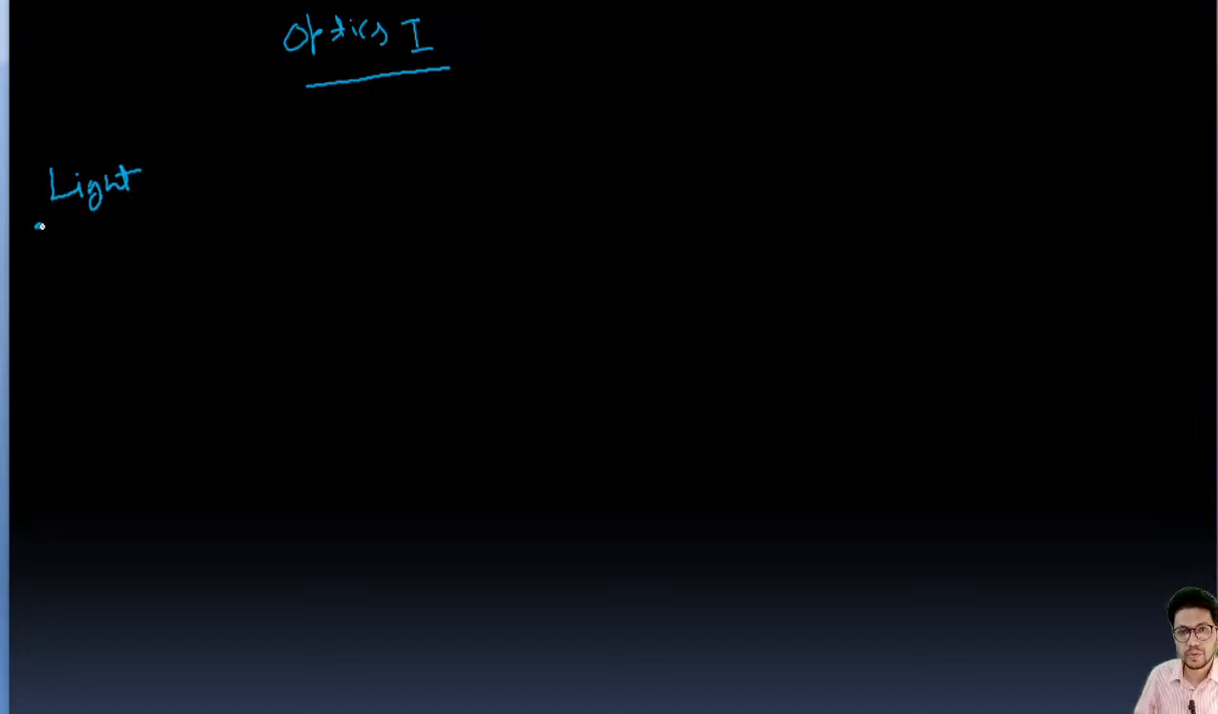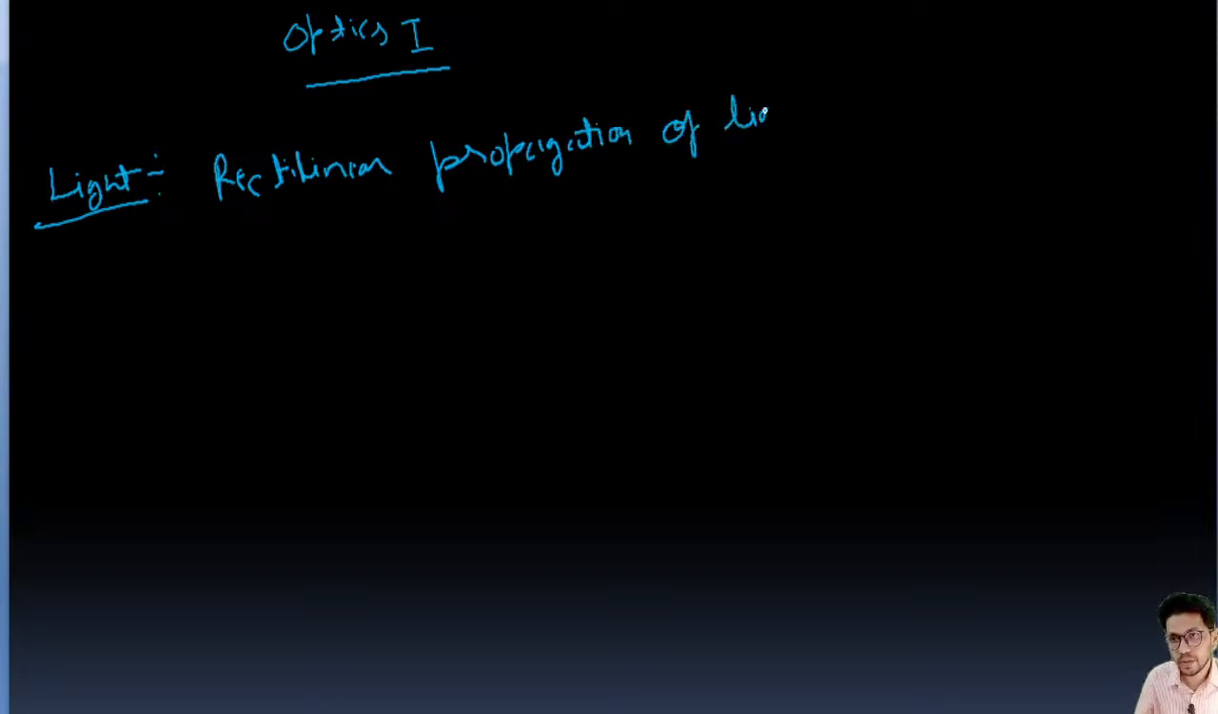Okay, so light, rectilinear propagation of light. There are some properties of light which I'm going to discuss. Some properties of light I'm going to write. So this is rectilinear propagation of light.